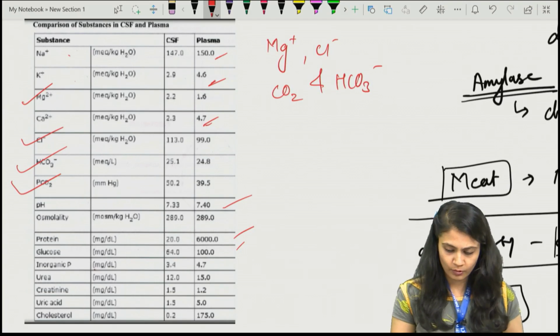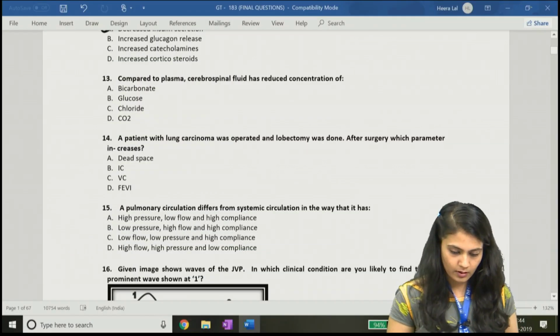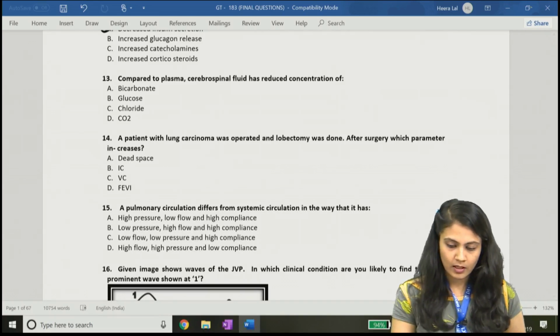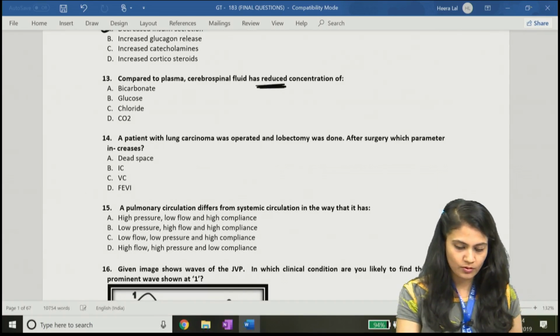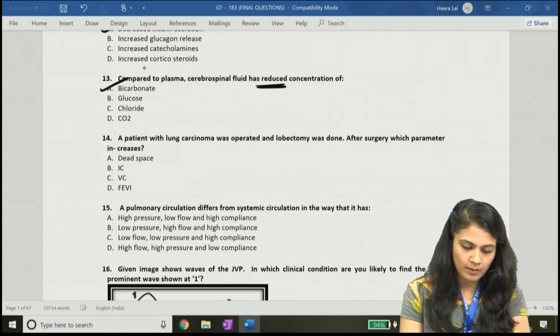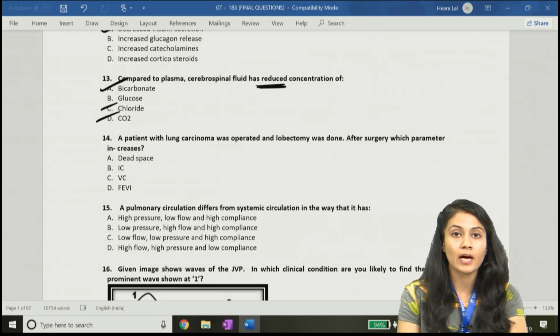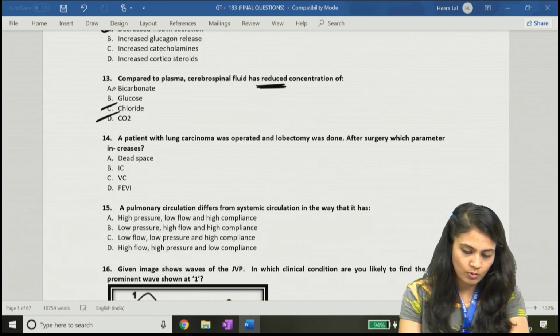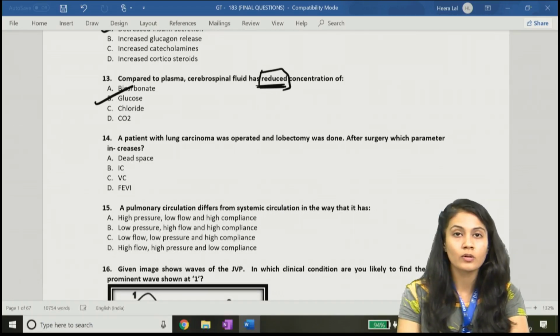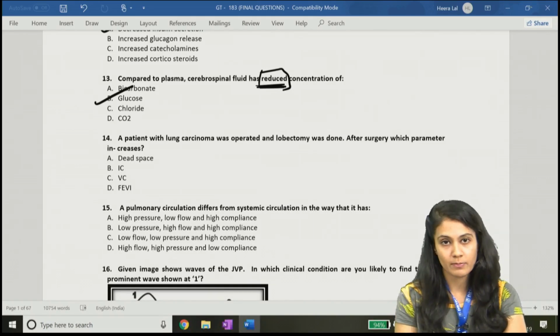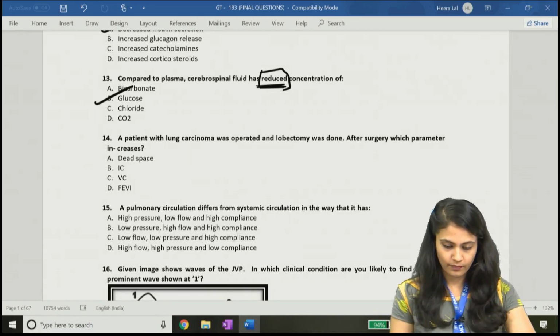So the answer to our question is plasma, and they ask about the reduced concentration. So we know that bicarb, chloride and carbon dioxide are more in the CSF. So they ask about the reduced concentration. So the answer to our question will be glucose, which is more in the plasma rather than the CSF.